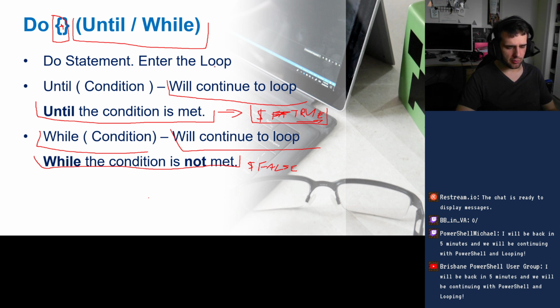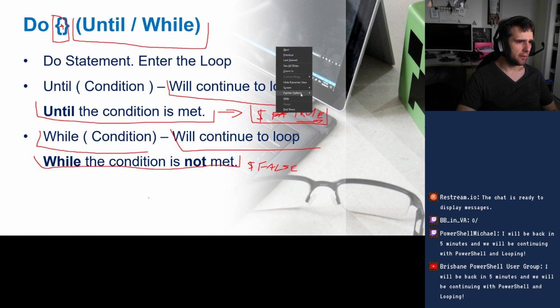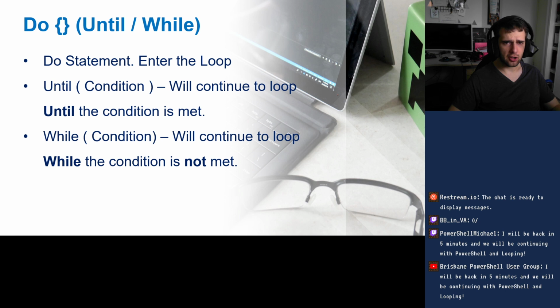That is a really good example of the difference between an until and a while. An until naturally evaluates to be true, looping until the condition is met, while a while loops while the condition hasn't been met or is not met. So: is met, is not met.